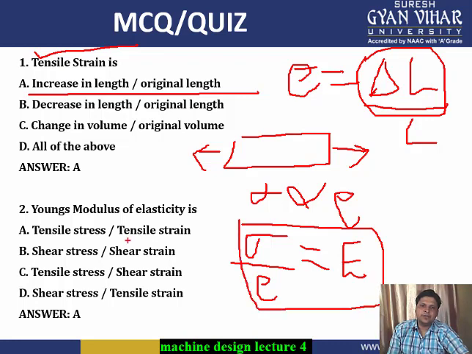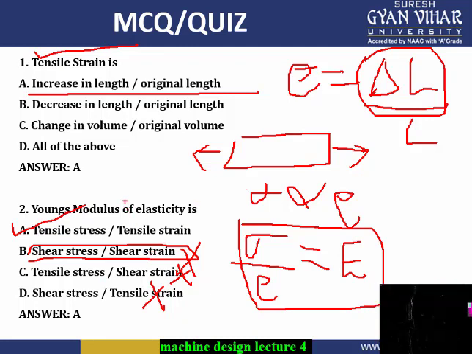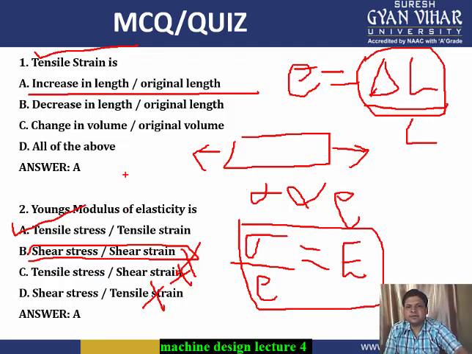Alright. So here what will be the answer? In all the options which you are seeing here, the correct answer is the tensile stress upon tensile strain. Why have we not taken the other terms? Because the shear stress upon shear strain is not Young's modulus, this is modulus of rigidity, and therefore this is not the correct answer. In all the other options there is shear strain written, and shear strain is not considered in Young's modulus. Young's modulus is either tensile stress upon tensile strain or compressive stress upon compressive strain.